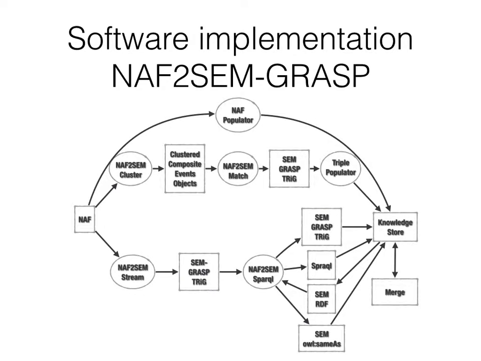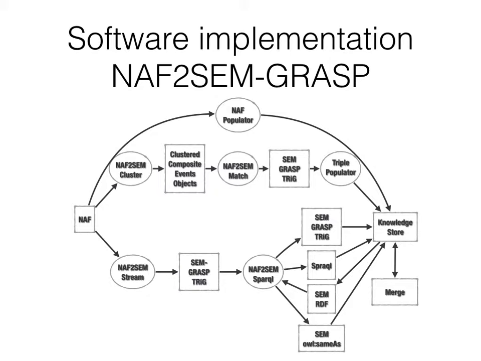In this schema, we show the process of converting NAF to RDF after the pipeline produces the final NAF. When the final NAF files are generated by the pipeline, they are stored in the knowledge store, as shown in the top process. In addition, we start the NAF to SEM GRASP module to derive the RDF interpretation and store this in the knowledge store as well. We created two different implementations, one for batch processing of large volumes of news shown in the middle route of the schema, and one for stream processing shown in the lower route.